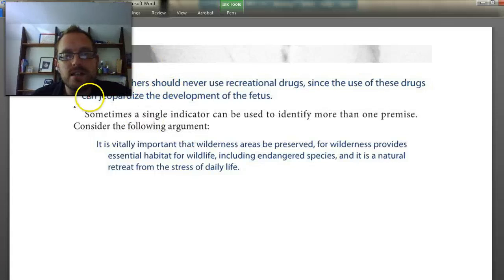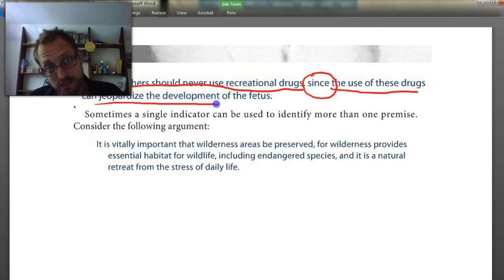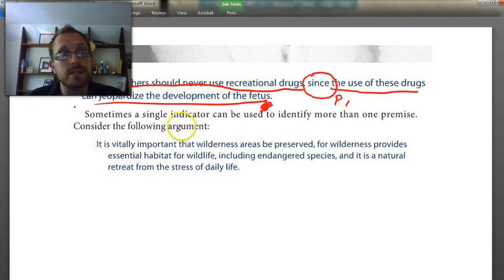Which means that, notice here, there was no indicator term. We can just sit back and figure out what it is. The best thing to do when you see this is underline the conclusion, if you're using a textbook or something like that. Now let's take a look. Where's the premise? Well, notice there is a premise indicator term, since the use of these drugs can jeopardize the development of the fetus. So we'll say this is premise one, and this is conclusion one. There's only one conclusion and one premise here. Okay, so that's an example of how you can do these problems.